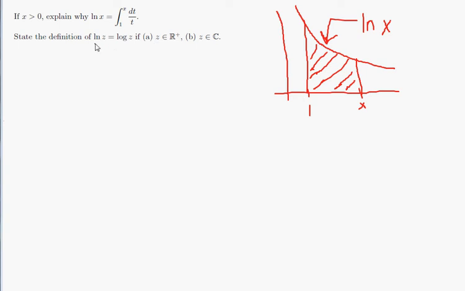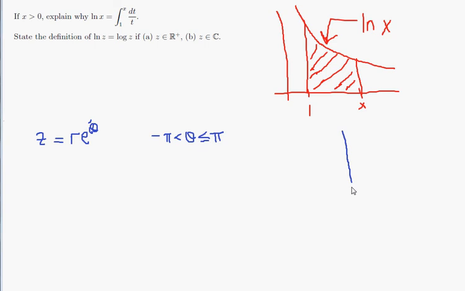State the definition of natural log if z is a positive real number. It is the integral that you see here on the first line. Now, if z is complex, the story is completely different. So if z is complex, we write z equals r times e to the i theta, where we choose theta to be between negative pi and positive pi.